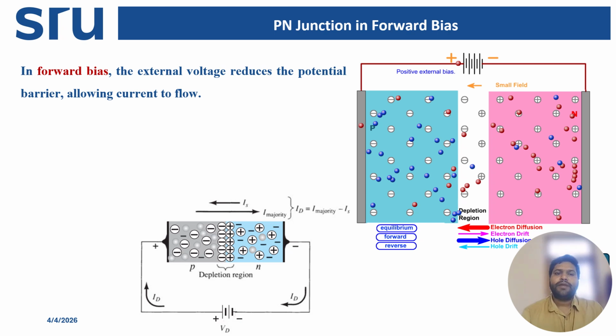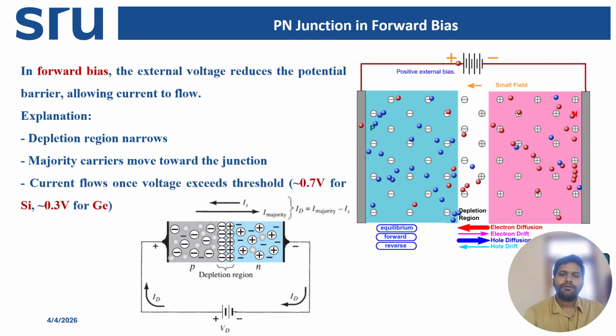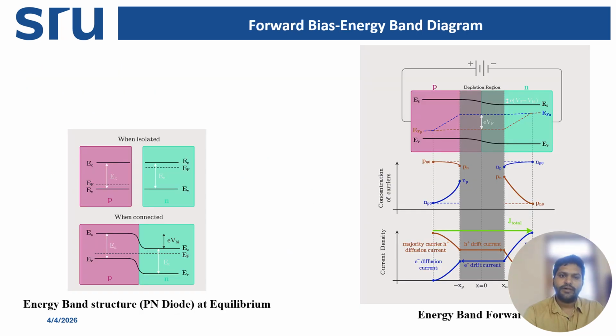Practical importance when applying the forward bias. Forward bias is used in rectifiers, light emitting diode operation, signal detection, and power supply in circuits. In an LED, forward bias allows electron and hole recombination, producing light. To cross the threshold voltage, it is 0.7 for silicon and 0.3 for germanium.